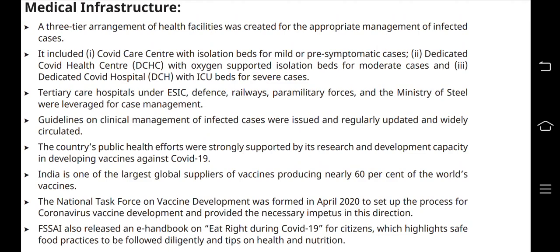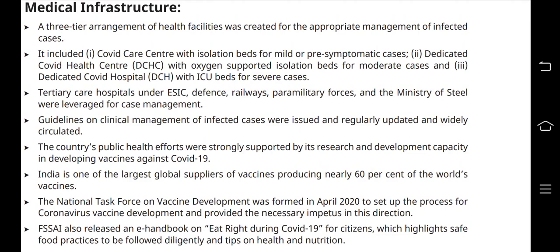Tertiary care hospitals under ESIC, Defense, Railways, Paramilitary Forces, and the Ministry of Steel were leveraged for case management. Guidelines on clinical management of infected cases were issued, regularly updated and widely circulated. The country's public health efforts were strongly supported by its researchers and development capacity in developing vaccines against COVID-19. India is one of the largest global suppliers of vaccines, producing nearly 60% of the world's vaccines.